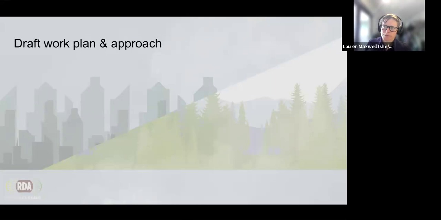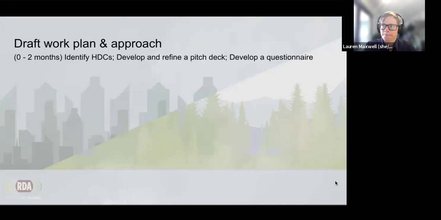So when we put together our draft work plan, which again is open for comment, like the case statement is, the idea here is to present the case statement to the RDA community, get feedback on it, and then refine the deliverables and the goals and the timeline. So in this timeline, and Jake, go to the next slide.